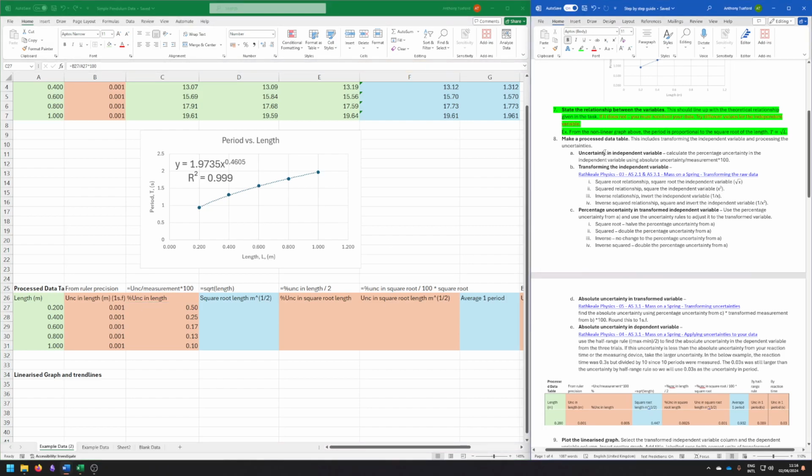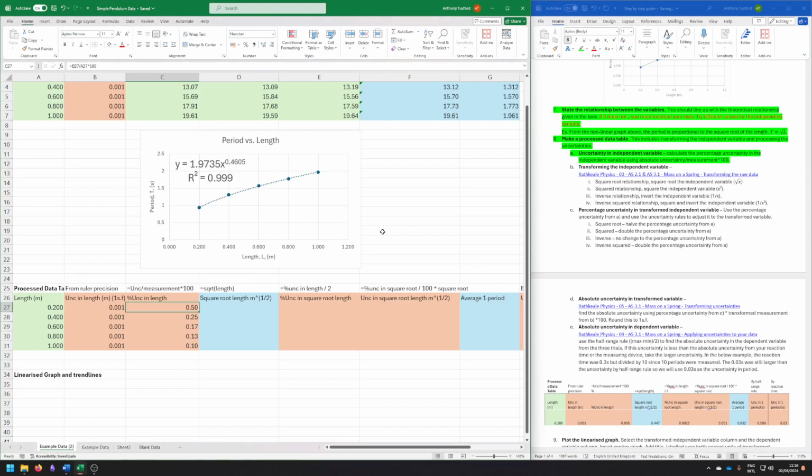Next up, let's just tick off what we've done so far. Next up, we need to transform the independent variable. So this is the same as Level 2, where we plotted our non-linear graph. We've identified that length needs to be square rooted, right? Period is proportional to the square root of length. So our next step is to square root our length measurements.